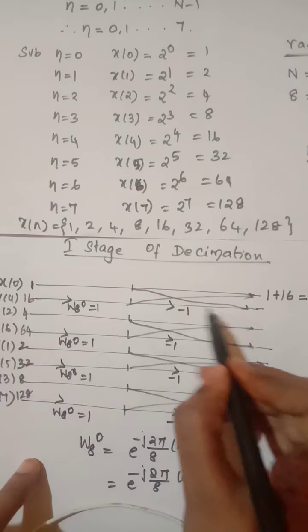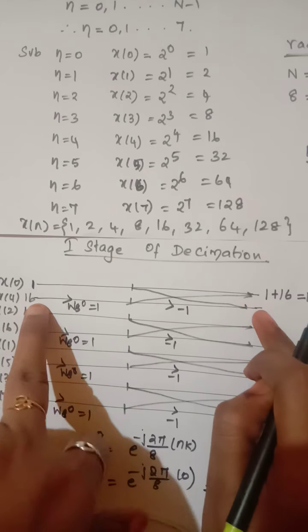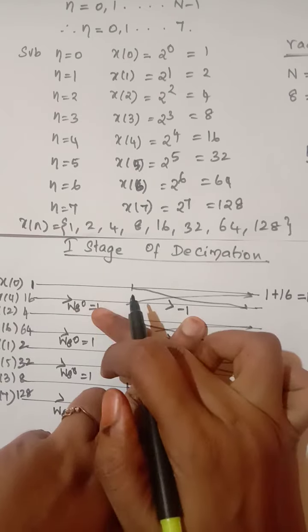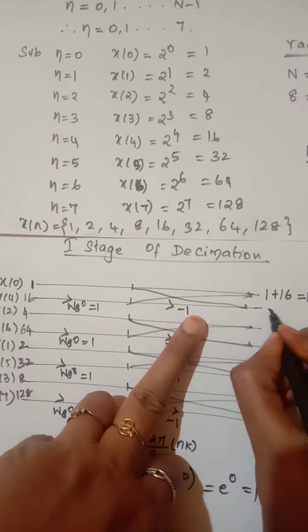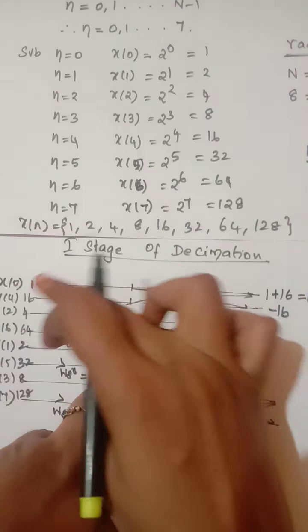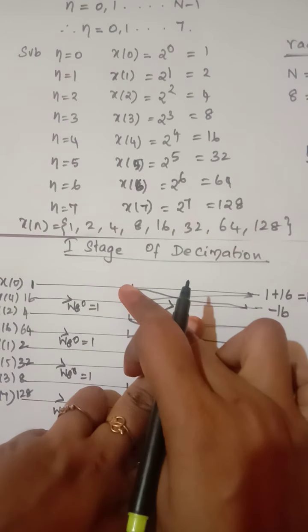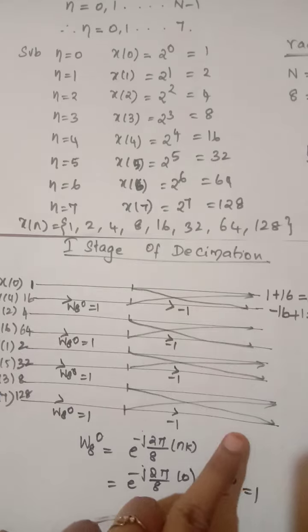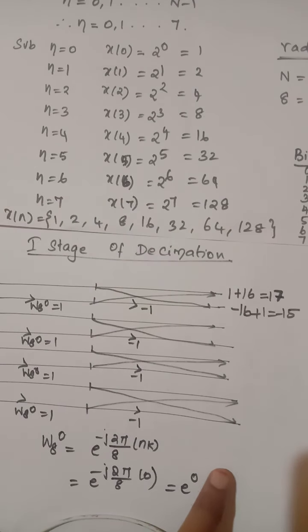Now consider this one. For this arrow, first you need the corresponding sequences. Here you have 16 into 1 into minus 1, so here you will get minus 16. Now consider the previous sequence, 1, so plus 1, so here you will get minus 15. Similarly you have to do this for the other sequences.